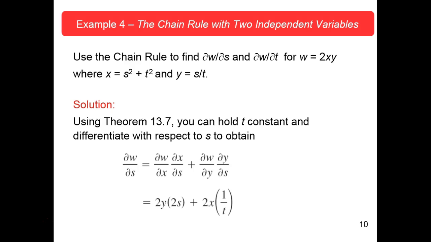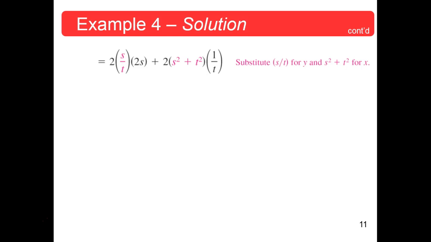But of course, you don't want the x's and y's in there. You want s's and t's, so you substitute what your x and y are, and that's what we did. 4s squared over t plus 2s squared plus 2t squared over t. That would give you 6s squared over t plus 2t squared over t, and write that out as (6s squared plus 2t squared) over t. Now there's not really any big reason for doing that, except it just makes it a little more concise answer. Okay.